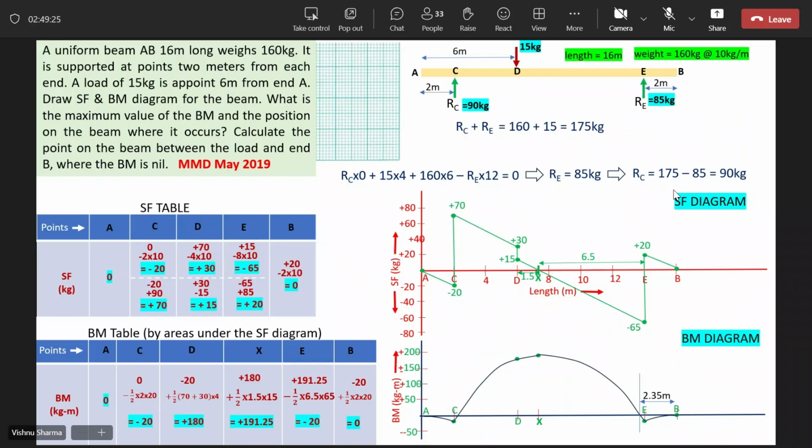You got 2.31, sir. 2.315. Now, reading from the graph, I can't read 2.315. The best I could have read from the graph was 2.35, which is also a good answer. So if you don't have time, you can read from the graph and give.